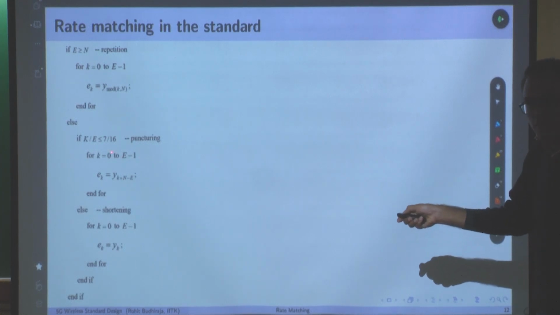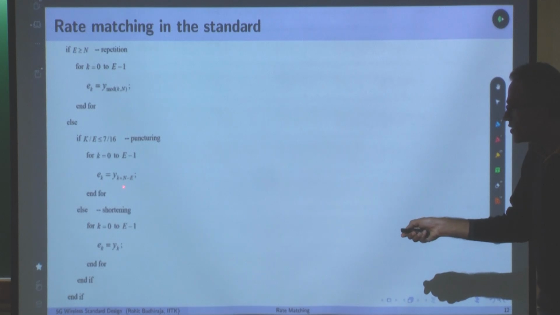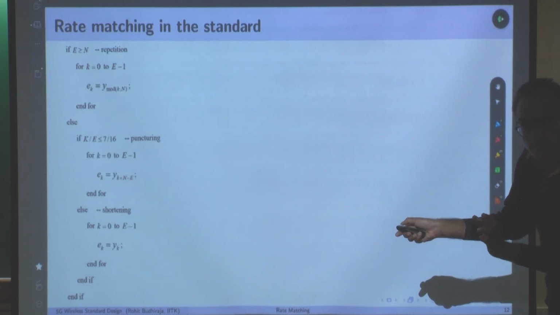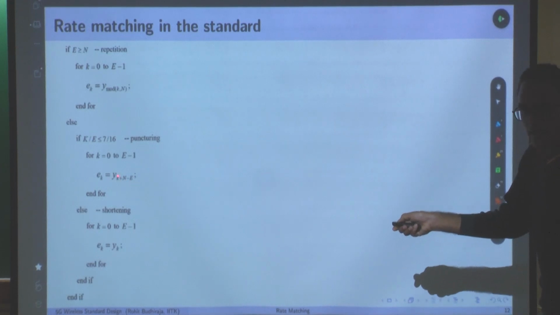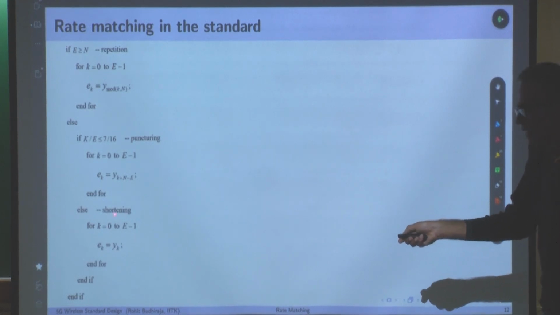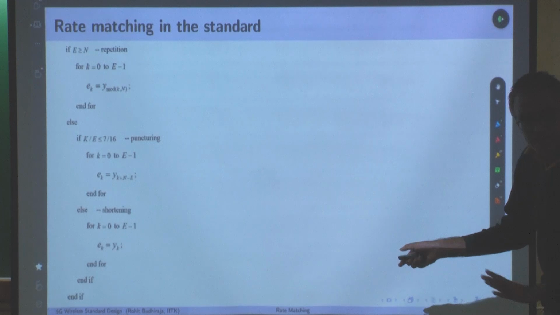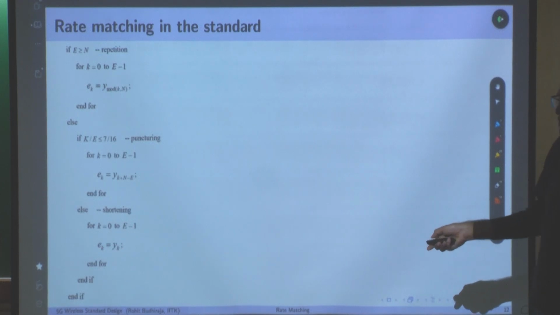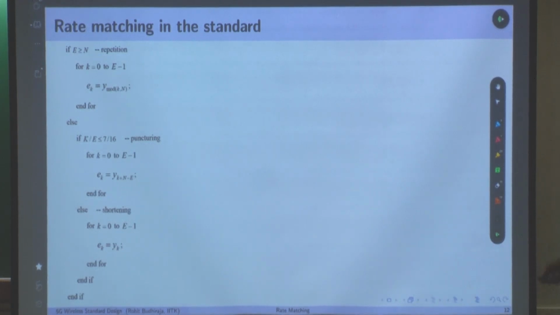So you are reading E bits, but from where? Look at this index, you are offsetting it by N minus E. If K is 0, Y becomes N minus E. So you are dropping N minus E bits from the beginning. That's the offset, and then you write into the output buffer. For the shortening case, you will start reading from the beginning. That's all. You read E bits, and the rest of the bits get dropped automatically. This is the offset which comes here.